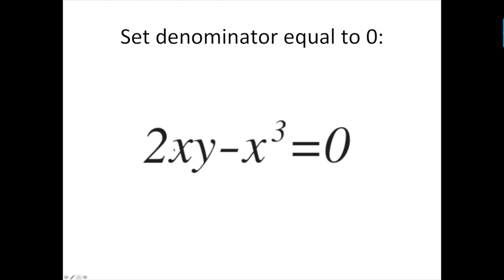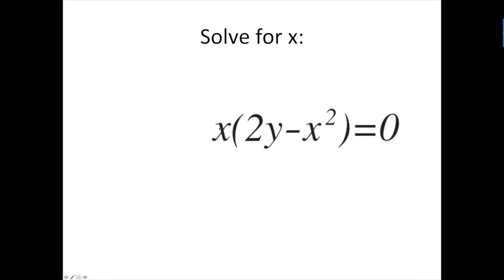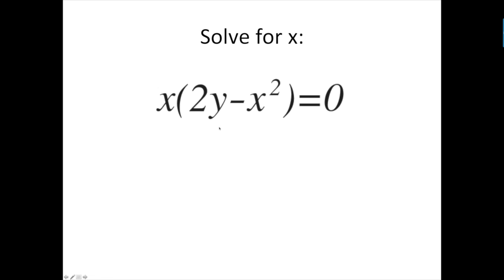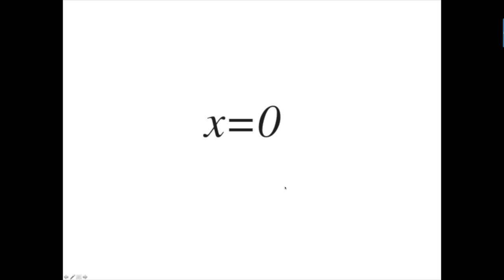So here I have 2xy minus x to the third equals 0. Once again, because there's no change, I can assume that it's 0. Now that we have x times 2y minus x squared equaling 0, the next step is to set both of our factors equal to 0. I'm going to start first by setting x equal to 0, and this gives me a solution of x equals 0.